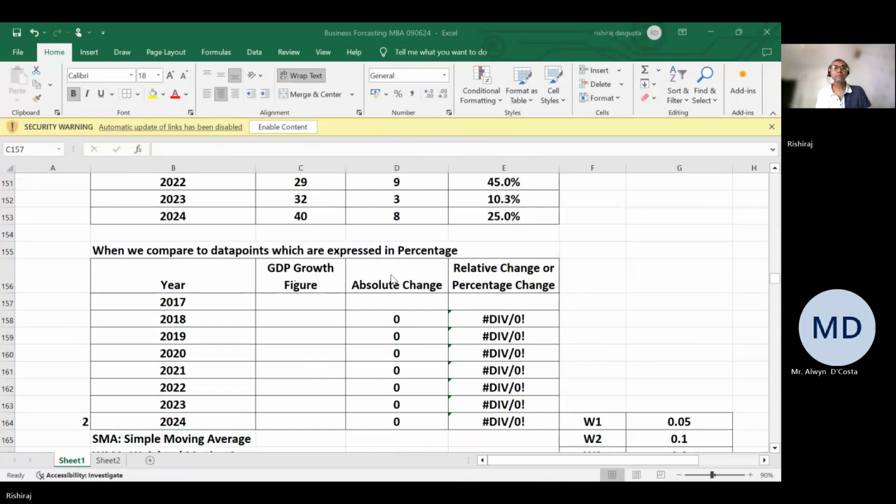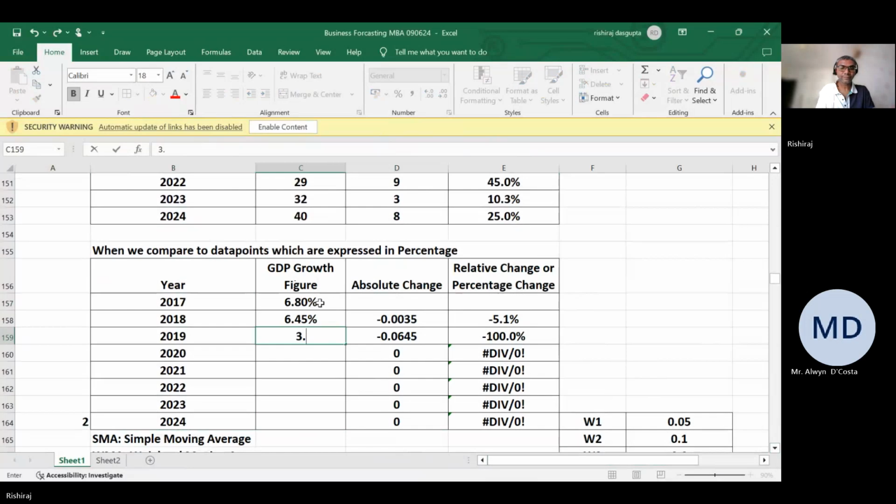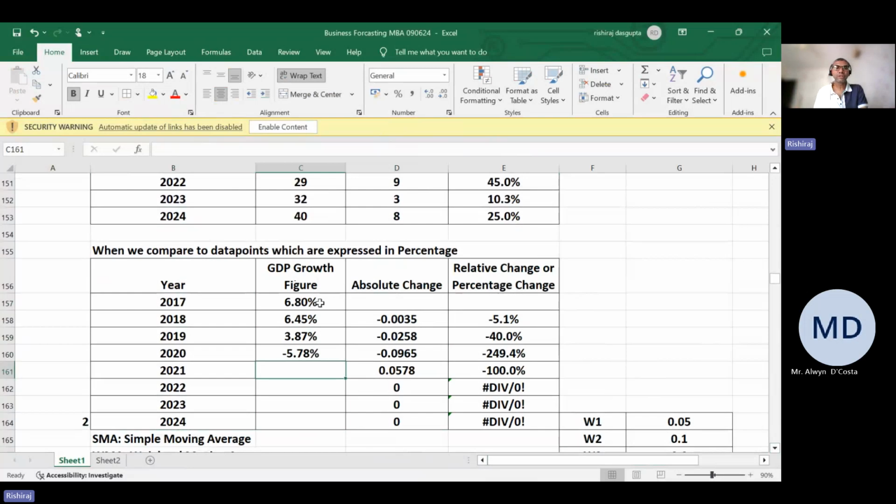So I'm just typing the data: 6.8, 6.45. This is actual data. 6.8% Indian GDP growth in 2017, then 6.45%, then 3.87%. First time it came below 4%. Then COVID hit very, very badly, minus 5.78%. It took us back by almost 2 years.